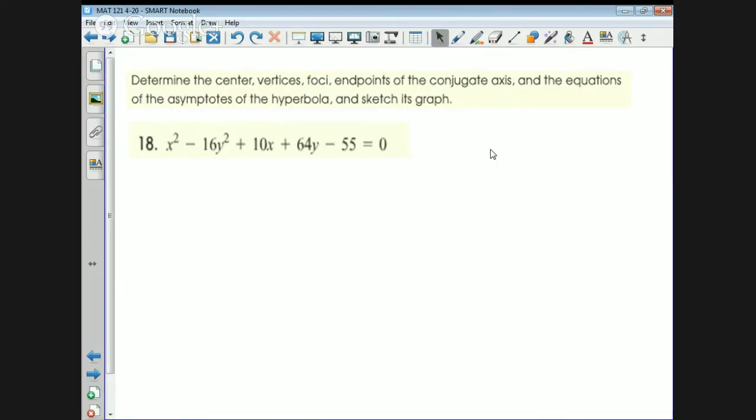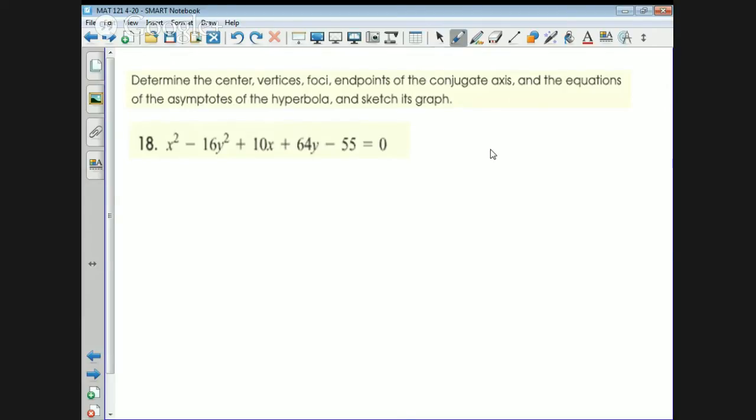Okay, so in this problem, it's a little bit different than what they've asked in the other one, especially at number 5. They want you to find the center, vertices, foci, that's just all the same. But then the endpoints of the conjugate axis, not the transverse axis. Got to be careful with the wording there. And the equations of the asymptotes of the hyperbola, and then sketch the graph.